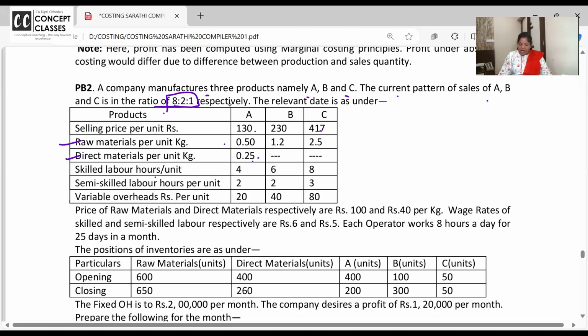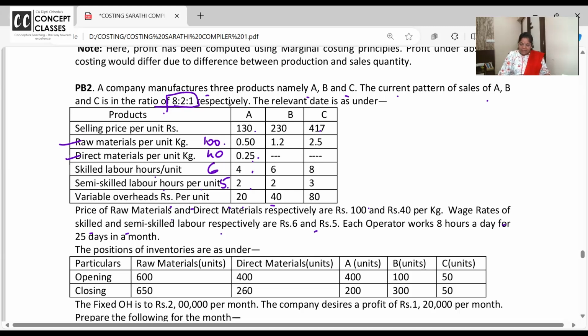Skilled labor hours. एक यूनिट को बनाने के लिए 4 घंटे लगते हैं. So these many units, how much? Like that. Semi-skilled labor per unit. Okay. And variable overhead per unit is given. Price of the raw material and direct material is 100, 40. Wage rate of the skilled worker is 6. Semi-skilled worker is 5. I want you to write.